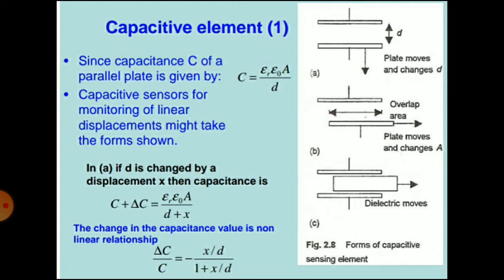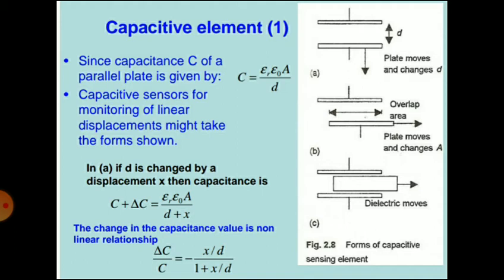Then the third type of displacement sensor is the capacitive element. Capacitive transducers are commonly used for measurement of linear displacement. This transducer uses the following effects. First, change in capacitance due to change in distance between the two plates. You can see the first diagram.